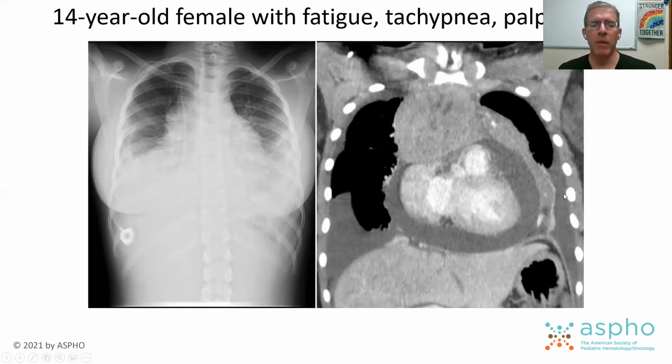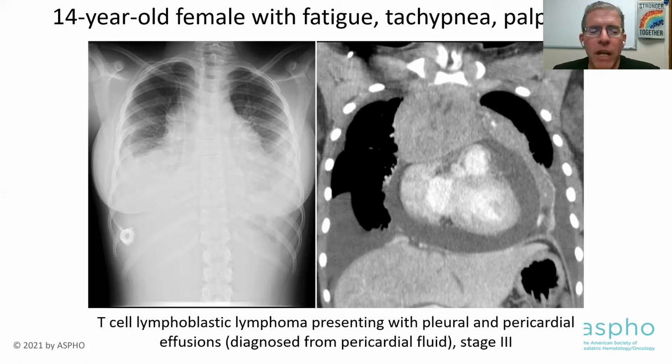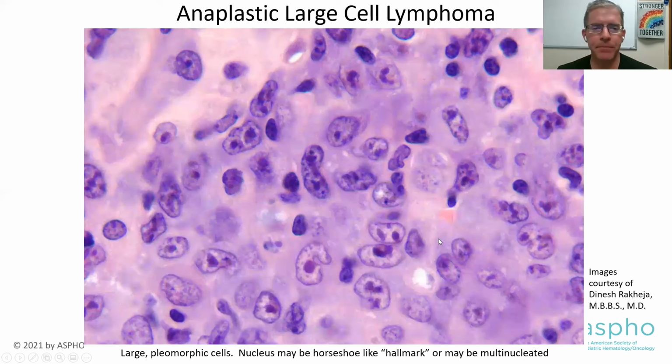Here's a 14-year-old female who presented with fatigue, tachypnea, and palpitations. She has T-cell lymphoblastic lymphoma, and she presented with pleural and pericardial effusions and an anterior mediastinal mass. She was diagnosed based on draining the pericardial fluid, which I admit is not the least invasive way of obtaining a biopsy, but she had tamponade physiology, and so the fluid needed to be drained.